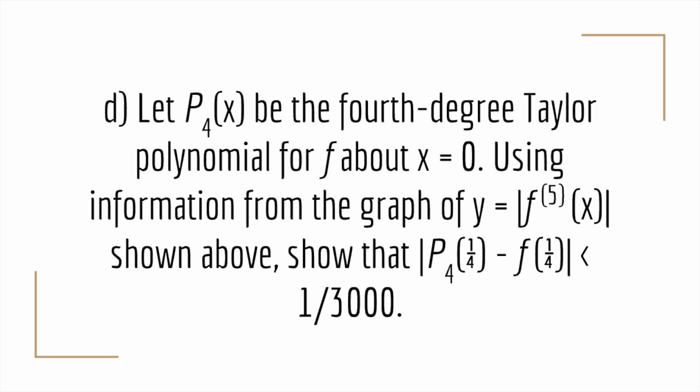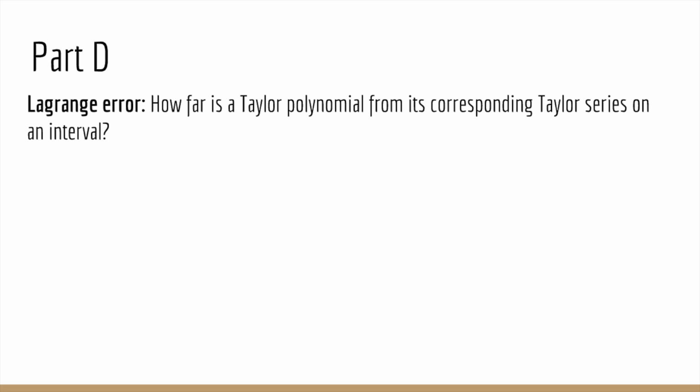Part D is probably the most work-intensive part of the problem. It wants you to let P4 of x be the fourth degree Taylor polynomial for f around x equals 0, and then using information from the graph of the absolute value of the fifth derivative of x, shown above, you're going to show that the absolute value of P4 of 1/4 minus f of 1/4 is less than 1 over 3,000. So here we're looking pretty clearly at Lagrange error.